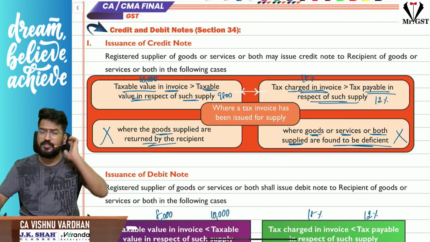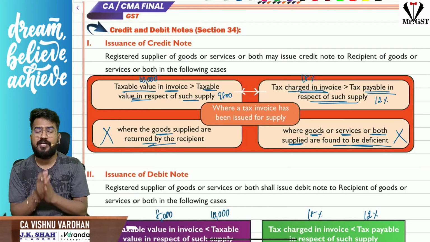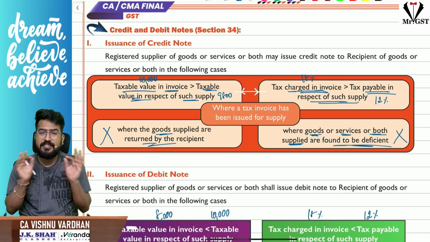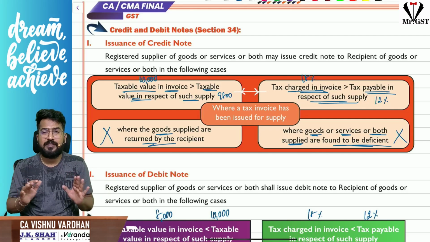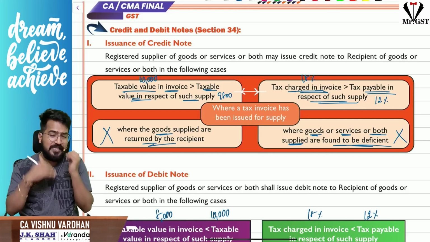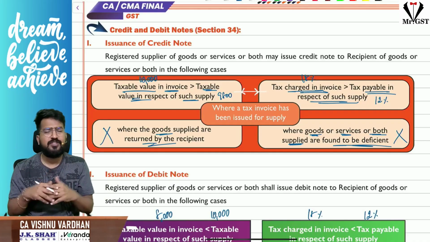So the next one, if you see, is credit note and debit note. Sir, when is a credit note issued, when is a debit note issued? Normally, sir, in GST, this is not accounting. In GST, what happens? Supplier will raise a tax invoice and the supplier himself will raise a debit note. The supplier raises a tax invoice when there is a supply.